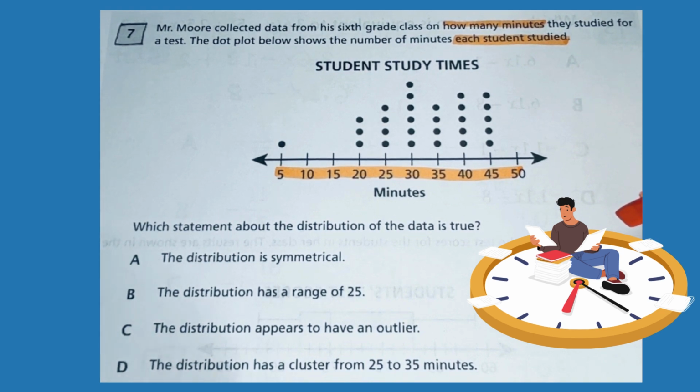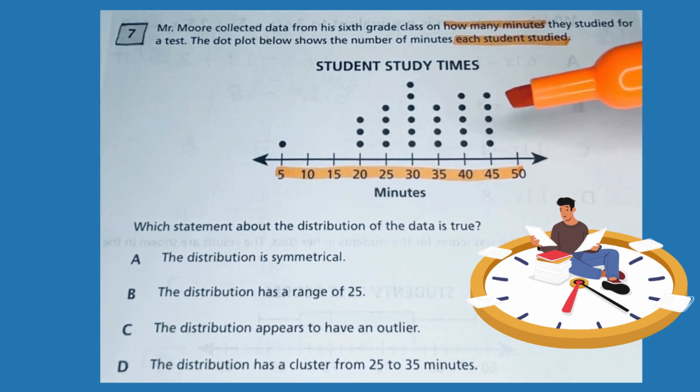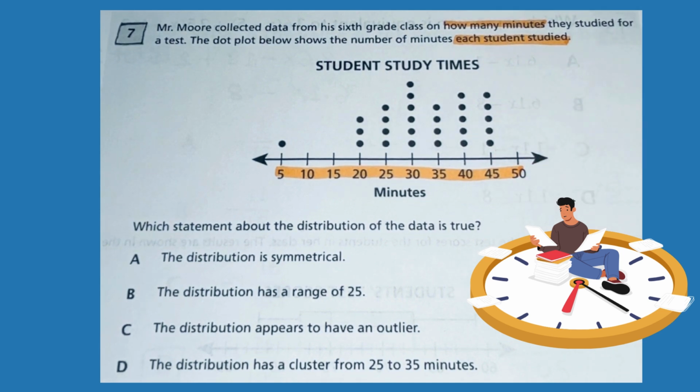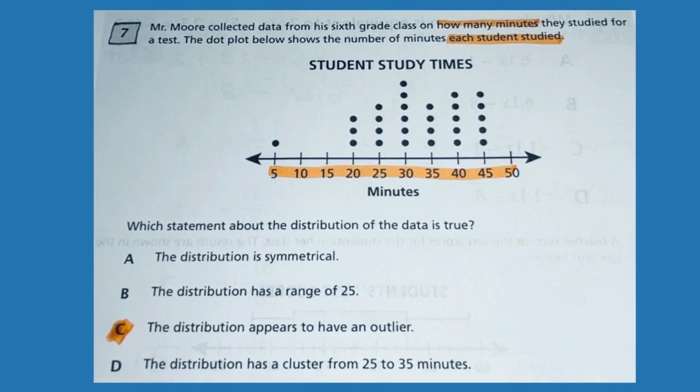Distribution is symmetrical. Is this symmetrical? No. And the distribution has a range of 25. If you see here, that is 10, 5, 20, 30, 45, so this is not a range of 25. The distribution appears to have an outlier. It is very difficult to find each student's study time. An outlier is a value that is far away from the general values. So obviously C will be the correct answer.